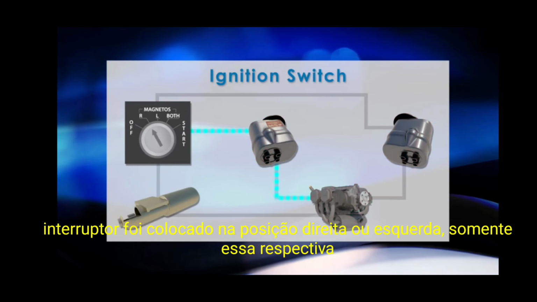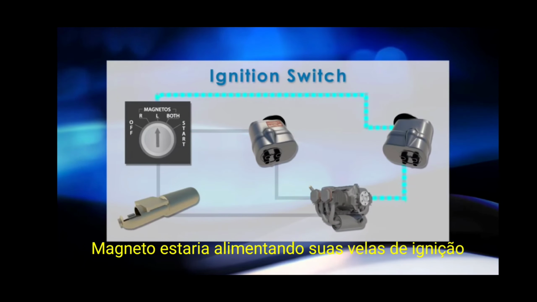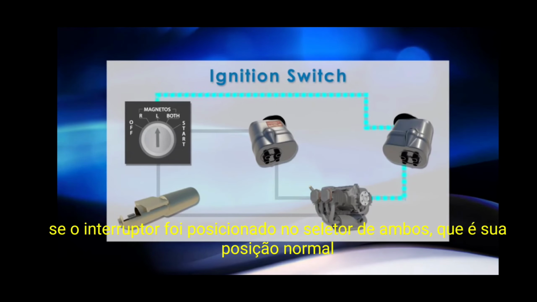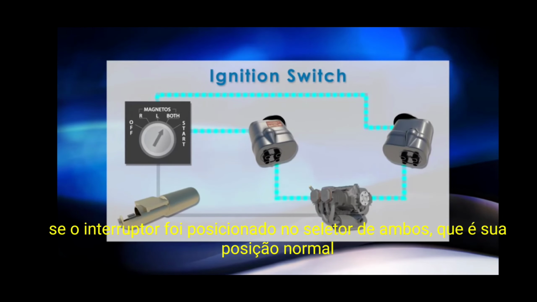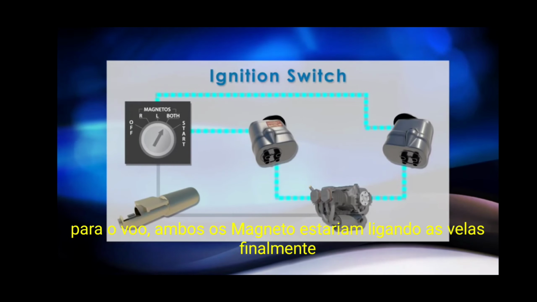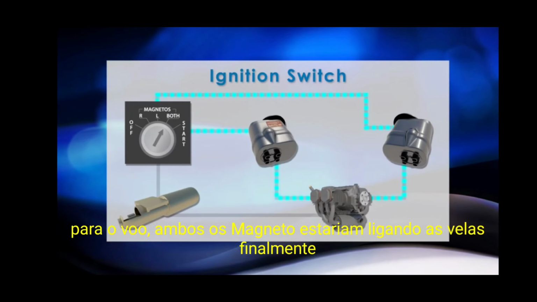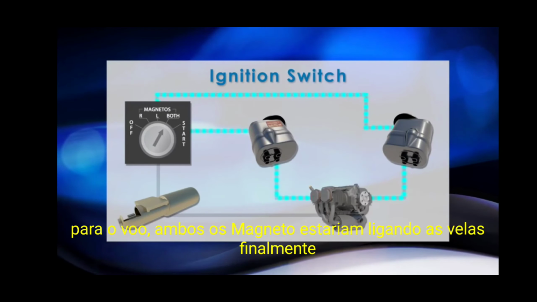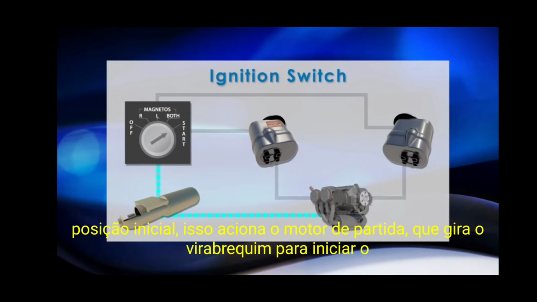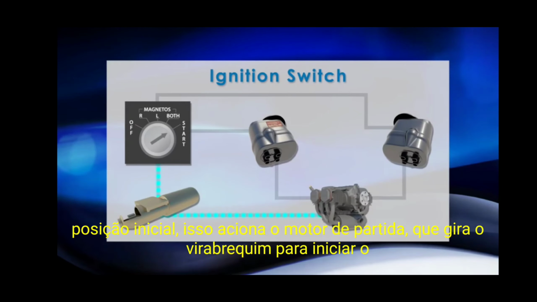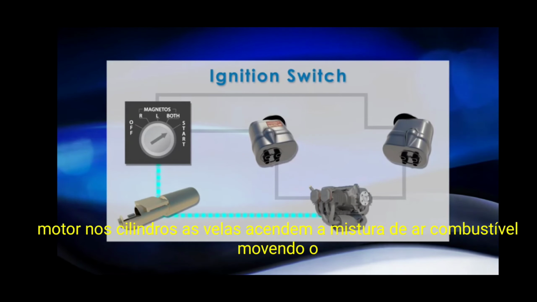If the switch was placed in the right or left position, then only that respective magneto would be powering its spark plugs. If the switch was positioned on the both selector, which is its normal position for flight, both magnetos would be powering the spark plugs. Finally, the start position. This engages the starter, which turns the crankshaft to start the engine.